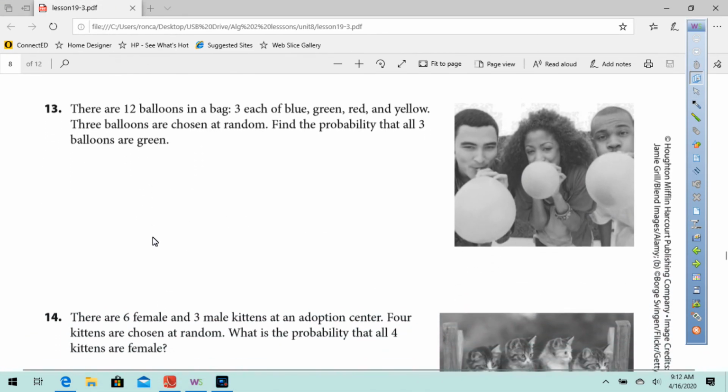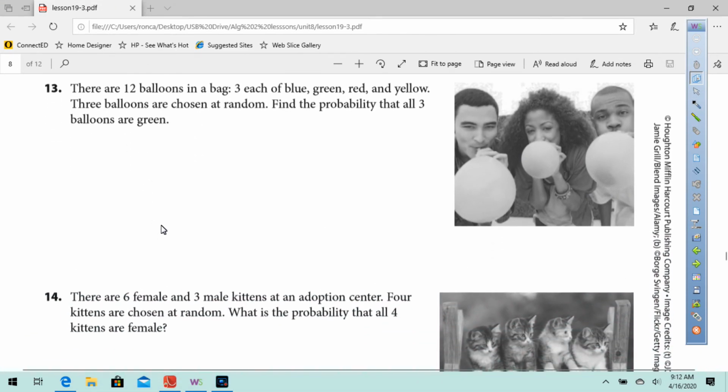Number 13. There are 12 balloons in a bag, 3 each of green, blue, red, and yellow.